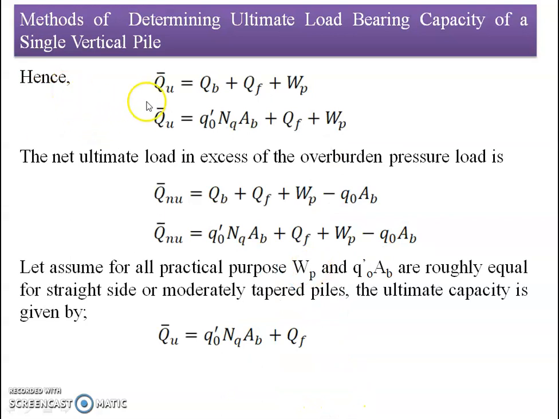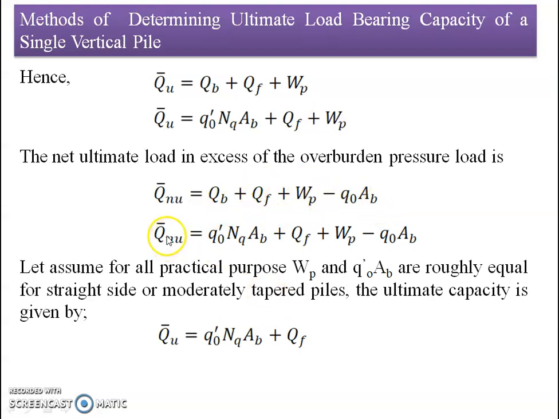Now with this we can conclude that Qu bar, the total ultimate load carrying capacity of a single pile, is equal to Qb plus Qf plus Wp, where Qu bar is equal to Q naught dash Nq into Ab plus Qf plus Wp, the weight of the pile. The net ultimate load in excess of the overburden pressure, Q bar nu, the net ultimate load carrying capacity at failure, is equal to Qb plus Qf plus Wp minus Q naught Ab.